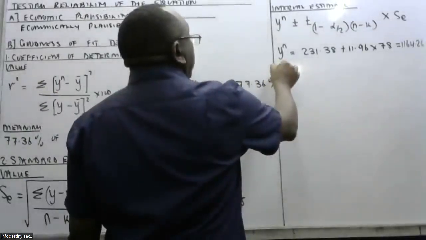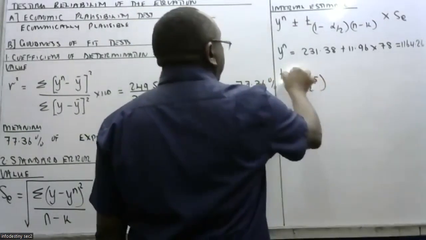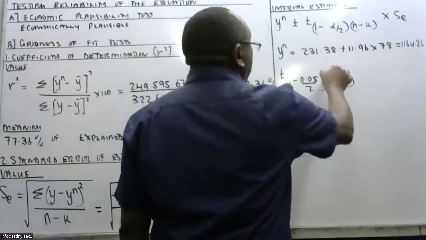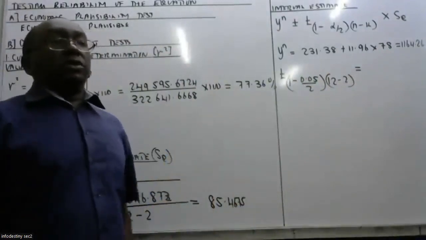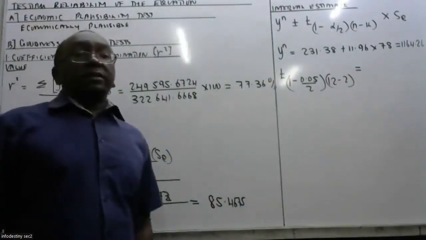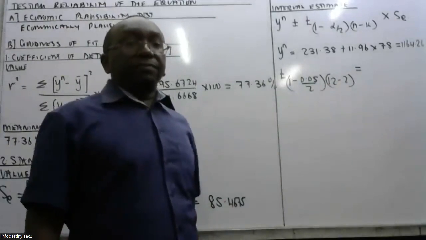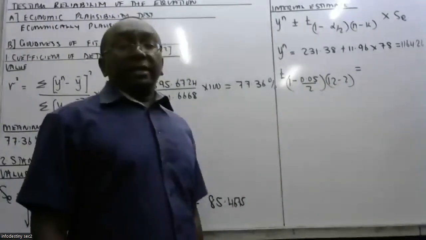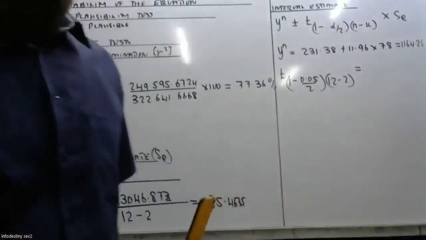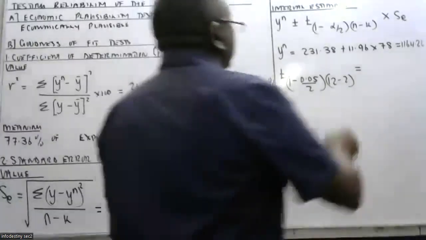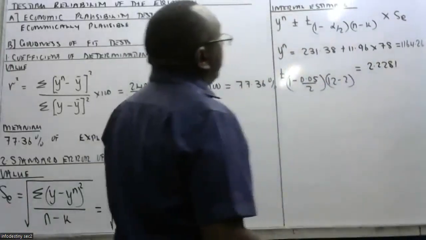This T, 1 minus 0.05, obviously at 95%, and 12 minus 2. Go to the T tables and tell me what that value is. You go to 2 tail or 2 confidence. Then you move towards 95%. Then look at where there is 10 degrees and tell me what is there. 2.2281. Good. Now SE, we already have it.